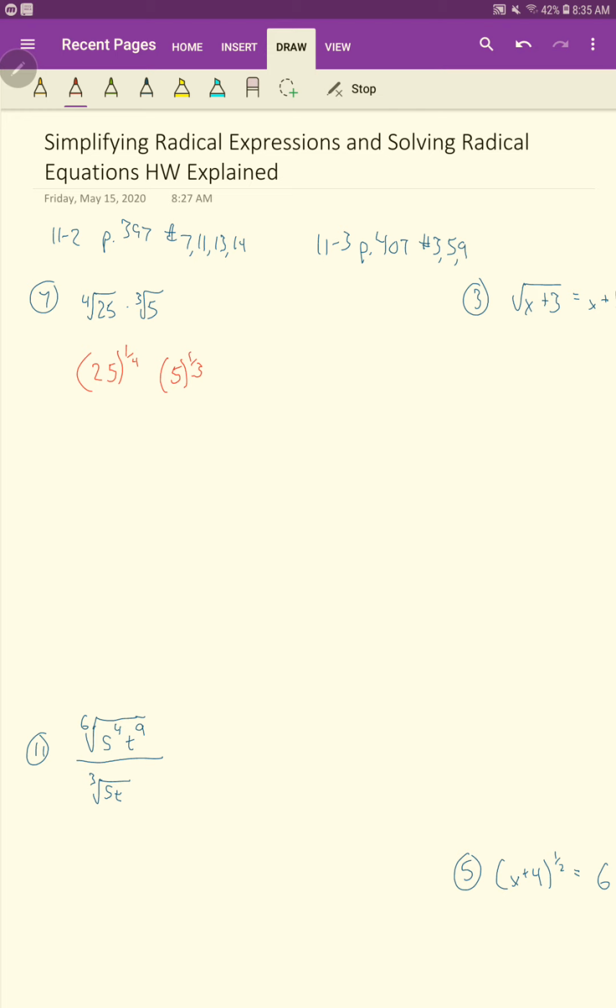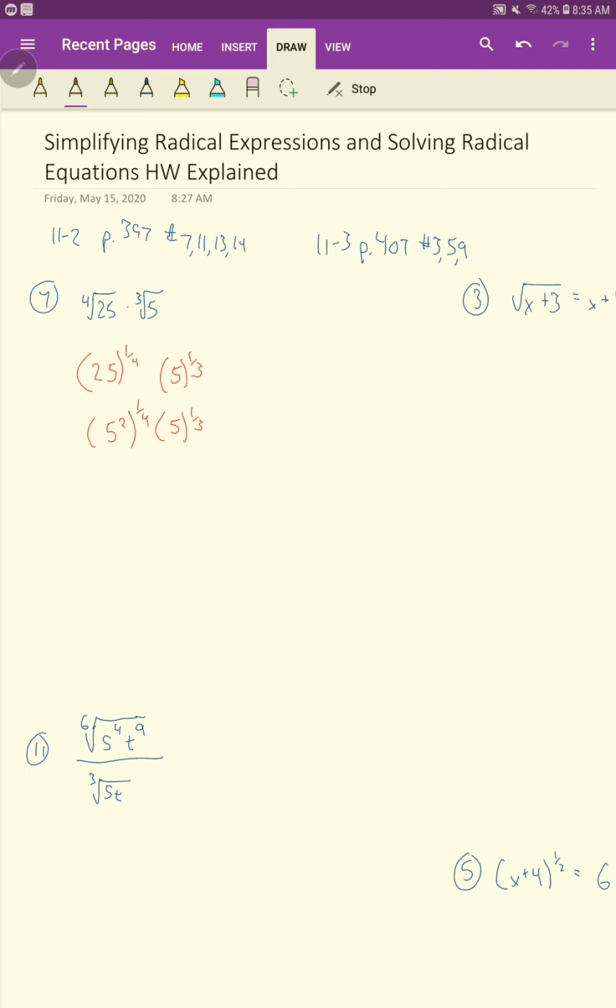Now we want to try and combine these. However, we have different bases. Our properties for exponents only work if we have the same base, so we need to get a common base. Well, 25, we can rewrite that as 5 squared, and bring down that other 5 to the 1/3 there.